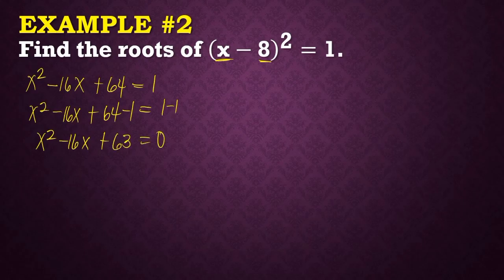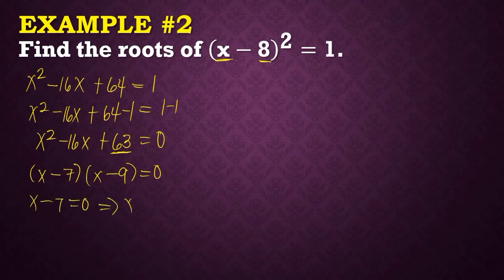Now, using factoring method, what are the factors of 63 that will give a sum of negative 16? So, ang factors po niya is negative 7 tsaka negative 9. Kasi pag pinag-multiply ang negative 7 tsaka negative 9, that is positive 63. So, sulat natin x minus 7 times x minus 9 is equal to 0. And then, we equate each term to 0. So, x minus 7 is equal to 0, so magiging x equals 7. X minus 9 is equal to 0.